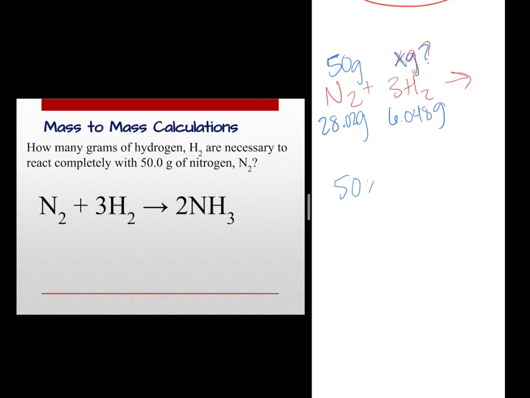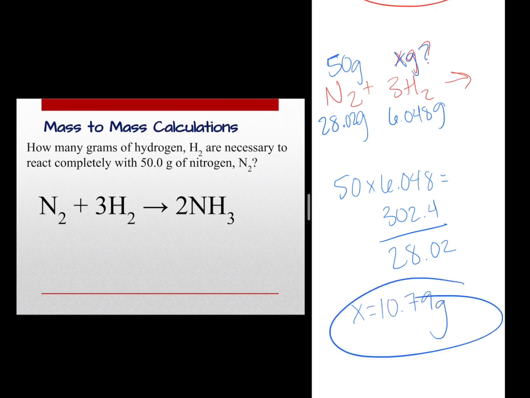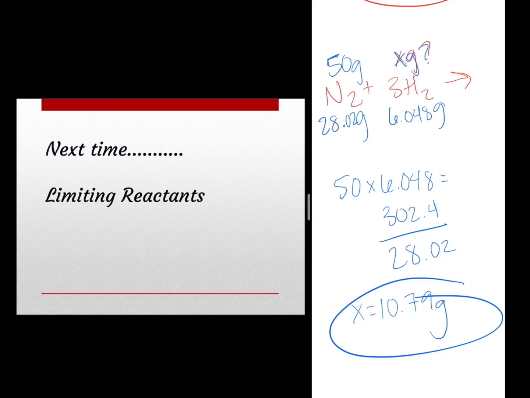Cross multiply and divide. 50 times 6.048 equals 302.4 divided by 28.02. And I got 10.79 grams. That's your answer.